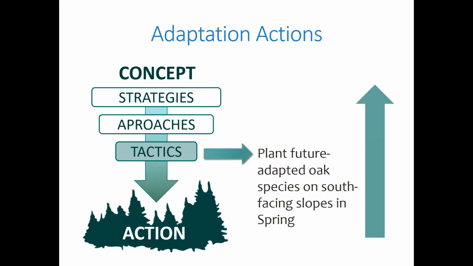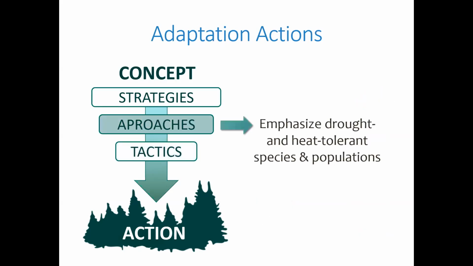Also, at the same time, someone may think of a very specific adaptation tactic that just is a no-brainer for their adaptation project and their forest management plan altogether. So, for example, here, someone thought that planting future-adapted oak species on south-facing slopes in spring was the best way to help them meet their management goals and objectives. And so we write down that tactic, and then we simply match that tactic up with the appropriate approach, which is to emphasize drought and heat-tolerant species and populations.